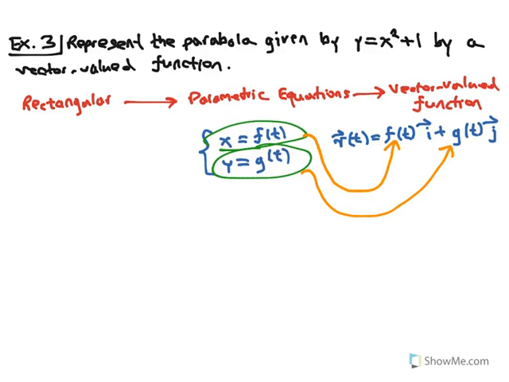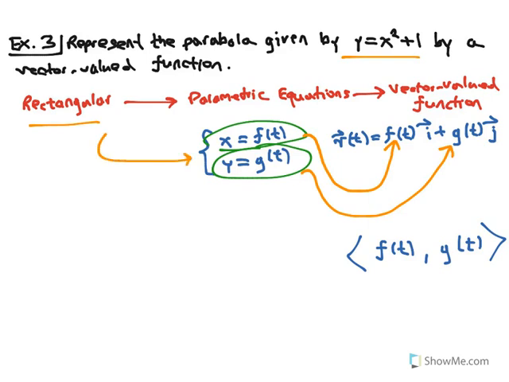And you would take the parametric equation for y, and that would become the vertical component of your vector valued function. And of course, as we learned yesterday, you can either write your vector valued function as a linear combination of the standard unit vectors i and j, or you can write it in component form. So the problem of representing the parabola given by y is equal to x squared plus 1 by a vector valued function is as simple as starting with the rectangular equation that's given and representing it with a set of parametric equations. And once we have that, it's very straightforward to write a vector valued function for the parabola.